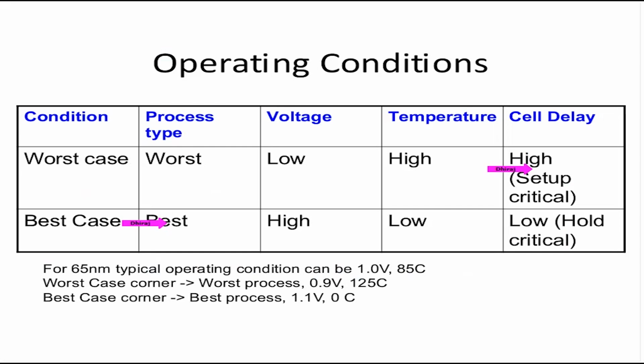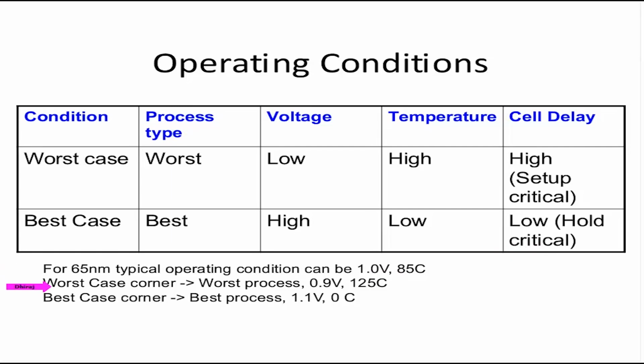Best case process type is best, voltage is high, temperature is low, which means all the devices are on the faster side. It is critical for hold. We'll see why the worst case corner is critical for setup, and why the best case corner is critical for hold. For 65 nanometer, typical operating condition can be 1.0 volt, 85 degrees C.